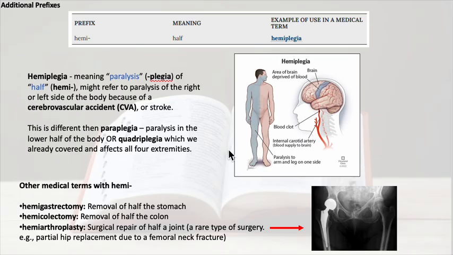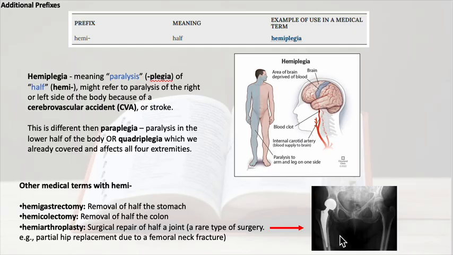Other medical terms with hemi include hemigastrectomy. So gastra, stomach, ectomy is removal, so hemigastrectomy is removal of half the stomach. If we add in instead the root col, referring to the colon, it would be removal of half the colon. And then hemiarthroplasty is the surgical repair of half of a joint.